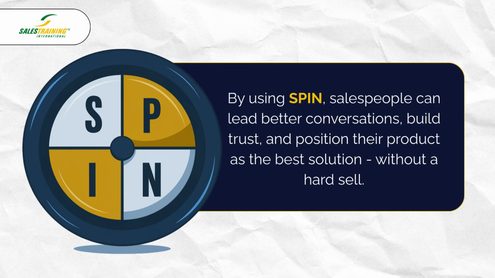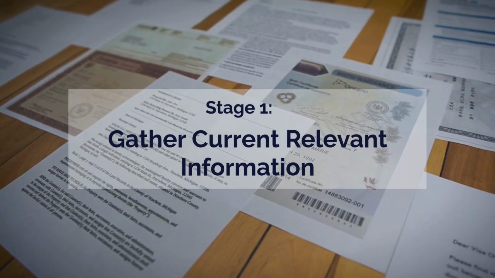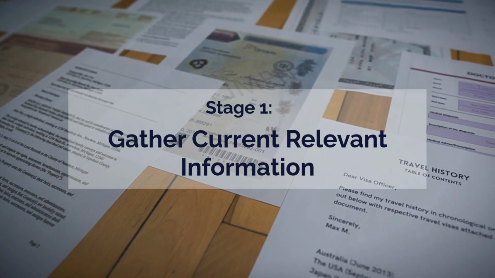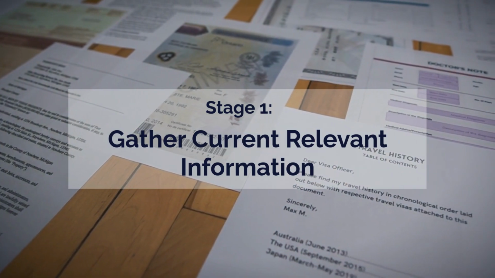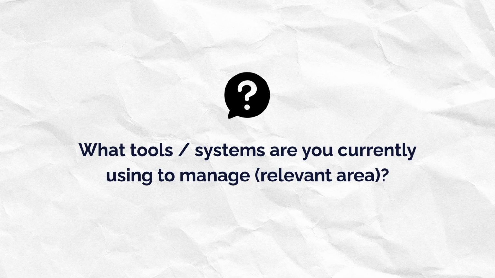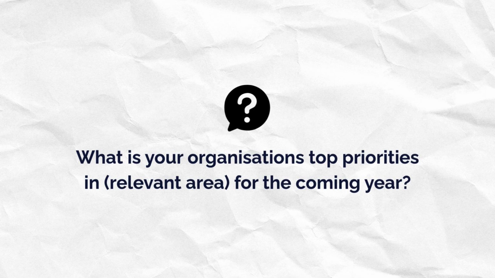Spin questions for the first stage, situation. This is where you gather current relevant information about the customer's situation. Here are some sample questions you might use at this stage. What tools or systems are you currently using to manage whatever the situation? How is your team currently structured to address this current business challenge? What are your organisation's top priorities in this area for the coming year?